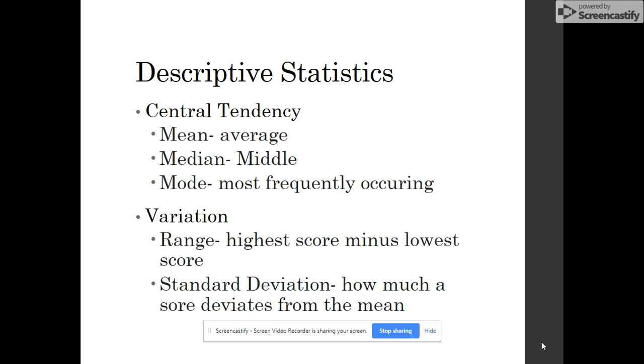All right, so when we're looking at central tendency, that's mean, median, and mode. Mean is just the average. Median is the number that's in the middle of a set of numbers. Mode is the one that occurs most frequently. And then we're going to look at variations of your central tendency. We're going to look at the range. So you take the highest score minus the lowest score, and that gives you your range of scores. And then the standard deviation, which is how much a score deviates from the average score. So it's either one standard deviation or two, or the ones that we're going to be looking at.